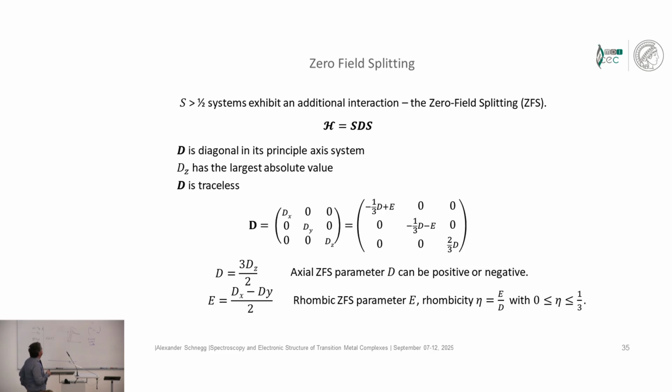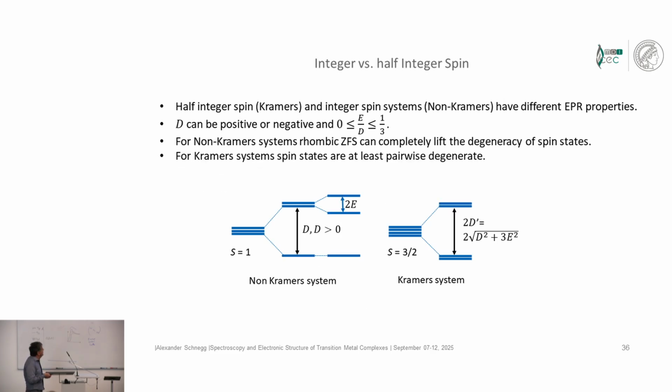which is arranged such that Dz has the largest absolute value. The matrix is traceless, and it's diagonal in its principal axis system, and these are the conditions under which one can rewrite this matrix such that the whole matrix can be described by only 2 values, an axial term D and a rhombic term E. In the axial case, like for the g tensor, 2 values are the same, and if you have an additional rhombicity, then all 3 values are different.